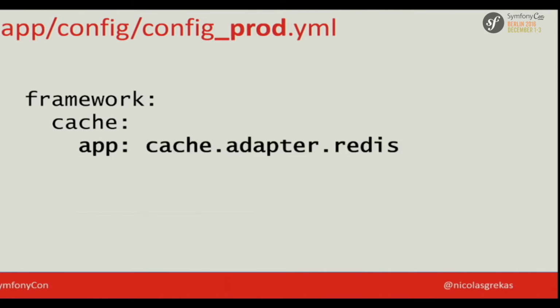Okay. But if you were to have several cache pools, it's great in that kind of situation to be able to reconfigure and say, okay, all my pools should be stored on Redis. This is the way to do it. You say app: cache.adapter.redis. It means that the adapter of all your pools is going to use Redis. So you can mix things, of course, and have one pool on Redis, another one on database, the default one being something configured like that, and done.